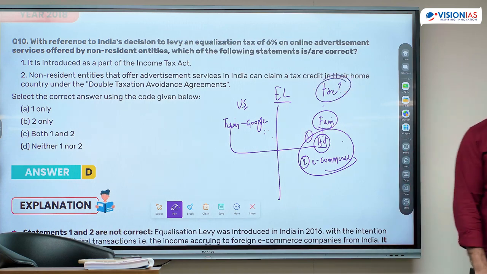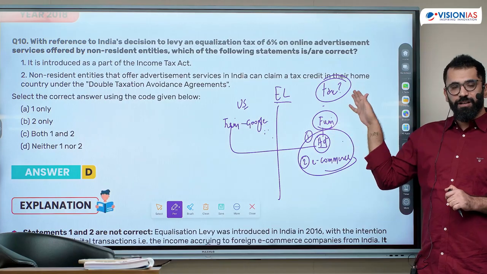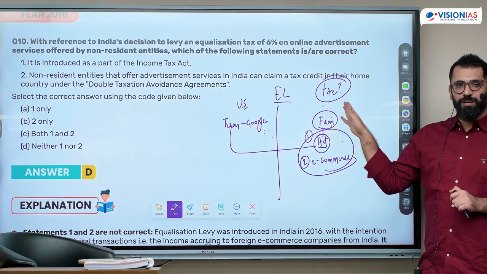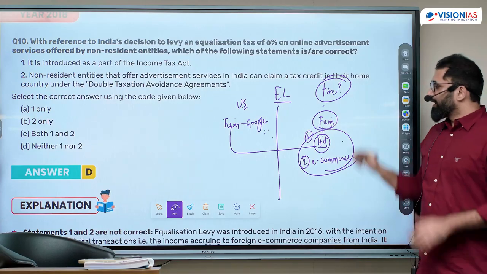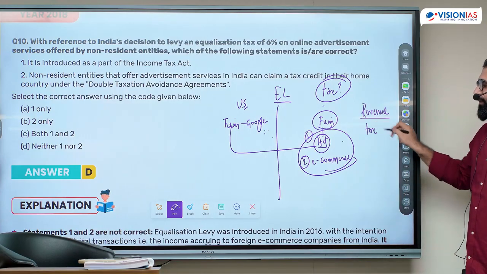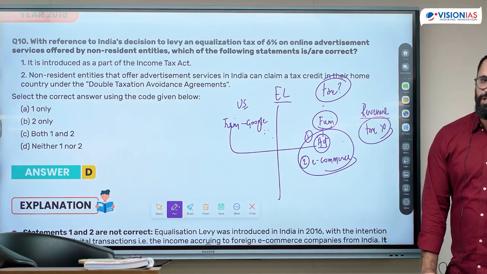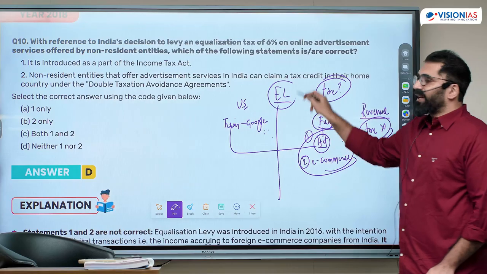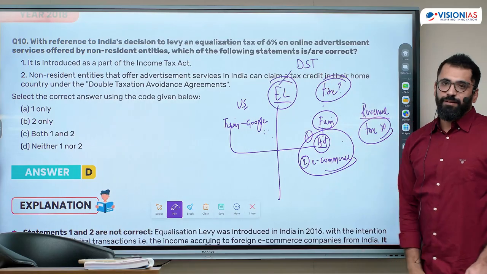This becomes a problem because Google is operating certain services in India without having a commercial presence in India. And if they don't have a commercial presence in India, India cannot tax its activities. That means revenue is being generated from the country, but there is no tax being taken. This is why in the year 2016, we introduced something called the equalization levy or digital services tax.